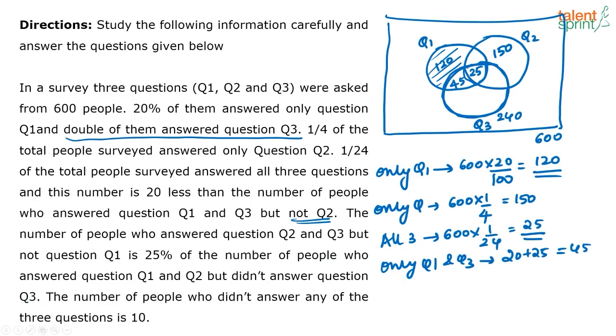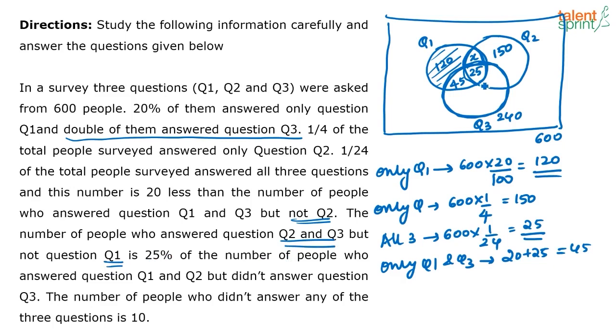So how many people have answered Q1 and Q2 and not Q3? This set. Right? This is the set that they are referring to, that is the people answering Q1 and Q2 and not Q3. Let me take that to be X. Now, if this is X, what are they saying? The number of people who answered the question Q2 and Q3 but not Q1 is 25% of this X.